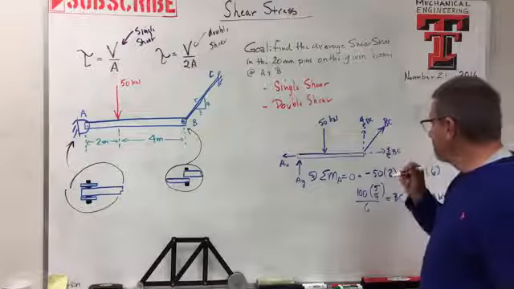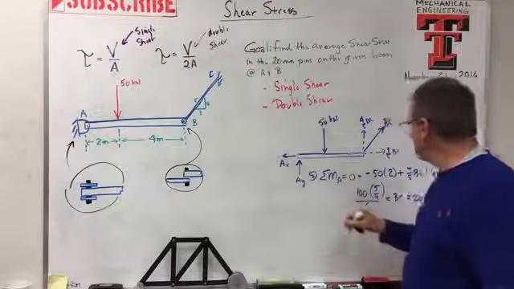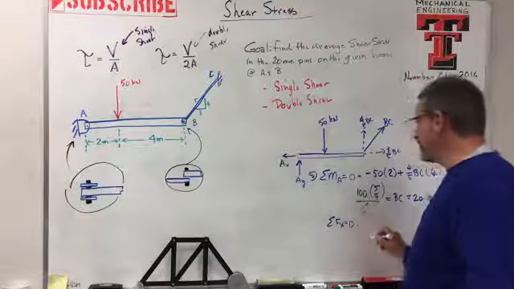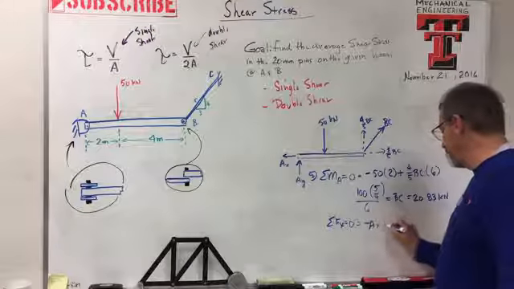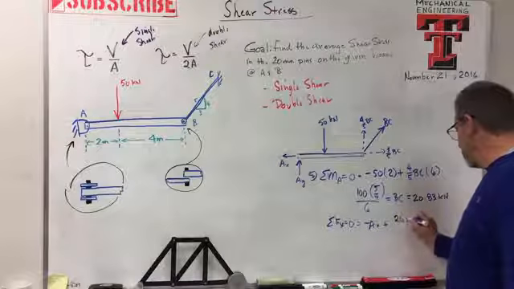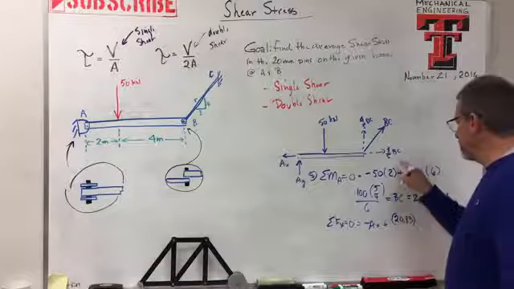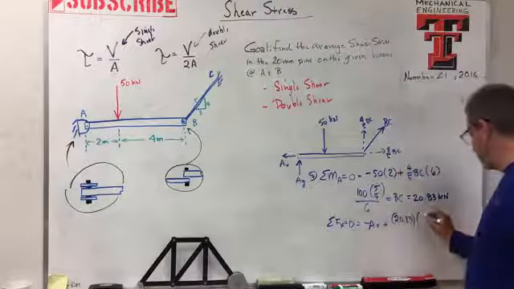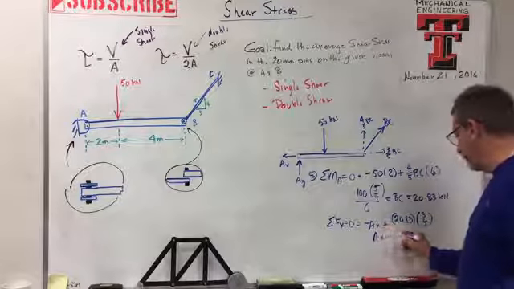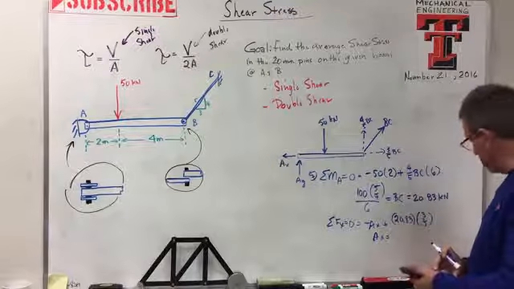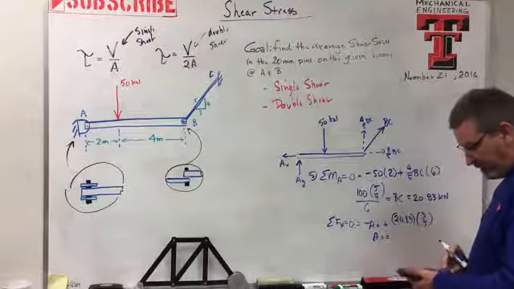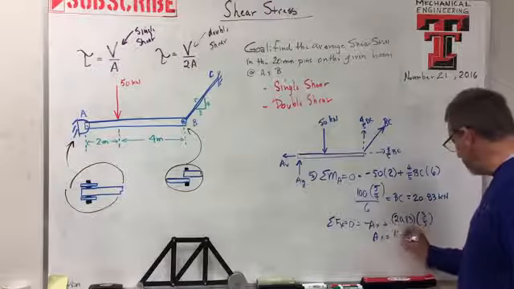Can we find AX? Well, that would just be the sum of the forces in the X. And so what do we have in the X? I have minus AX plus BC, which is 20.83 times 3/5. So AX is equal to times 3 divided by 5 equals 12.5.